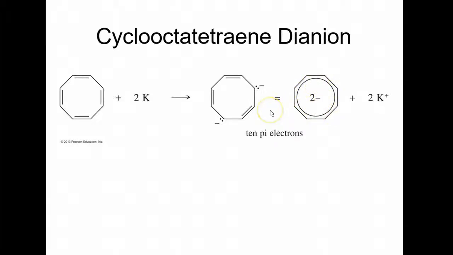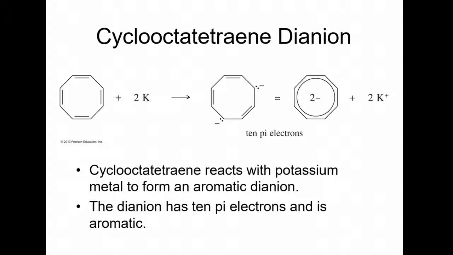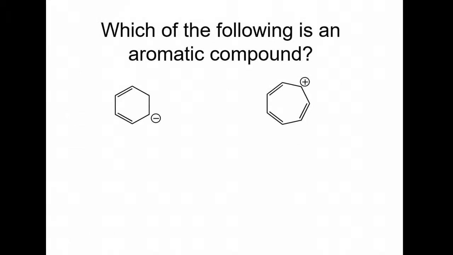Well, it's 10 pi electrons. Does it fit the 4n plus 2 or the 4n? It fits the 4n plus 2. So therefore it does form, because you're forming an aromatic compound. It reacts with potassium metal to form an aromatic dianion. This is the first time we've ever seen a dianion. 10 pi electrons, it's aromatic.